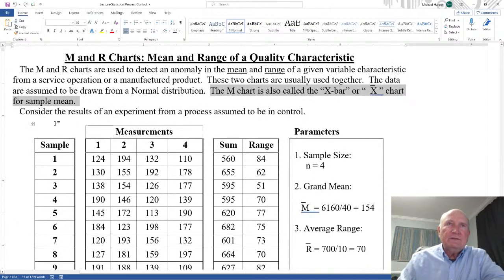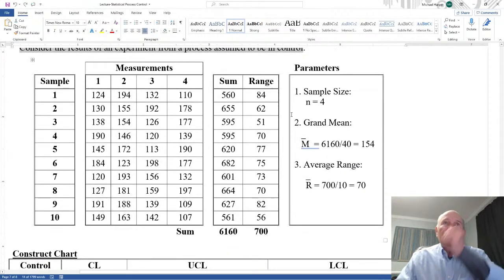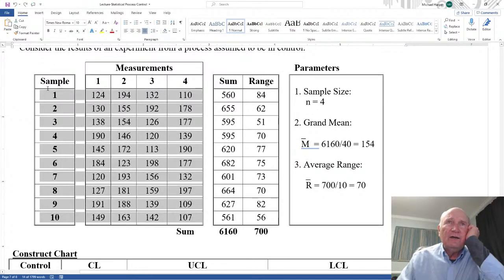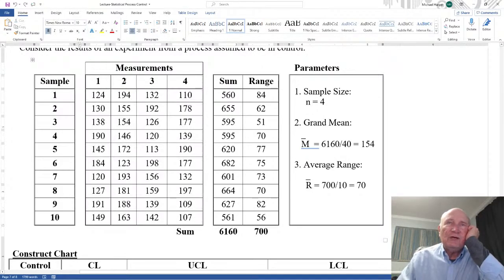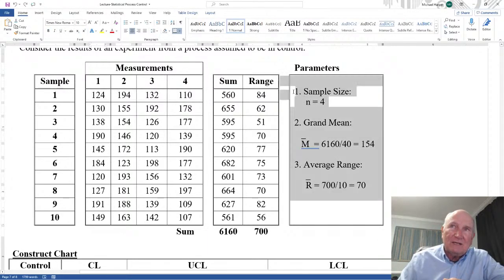Consider the results of an experiment from a process assumed to be in control again. Okay, here's my experiment right here. So now, notice I have 10 samples, 4 measurements per sample. So the question is, what's my sample size? Well, my sample size is the number of measurements per sample, so it's 4. Or you can look over here, I said sample size is 4.